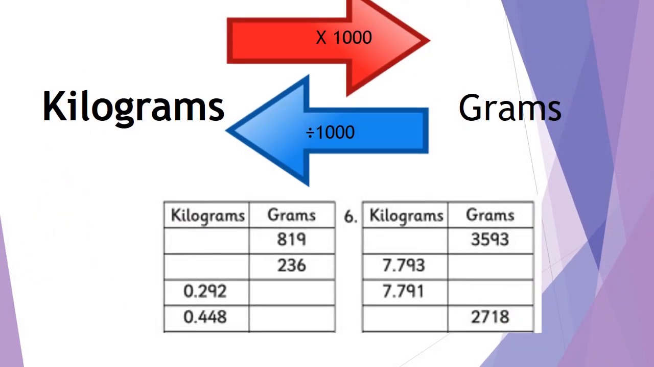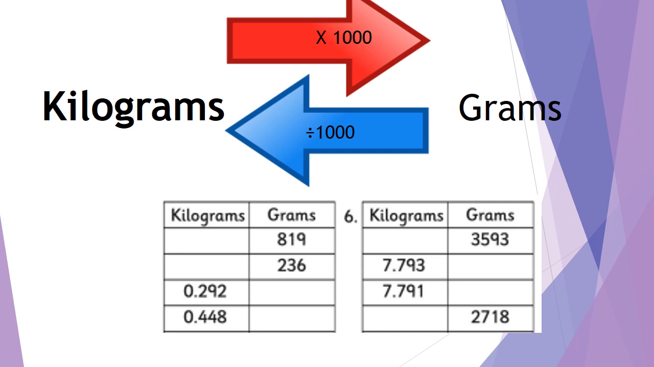Now, yesterday I set you a task similar to this, but it was challenge 1, so it was only for some of you, whereas today I'd like everyone to complete this. You're going to be converting our units of measure from kilograms to grams and back again. So we'll do the first one together. We need to convert 819 grams into kilograms. Are we going to look at the red arrow or the blue arrow? Excellent, we're looking at the blue arrow because we're dividing by 1,000.